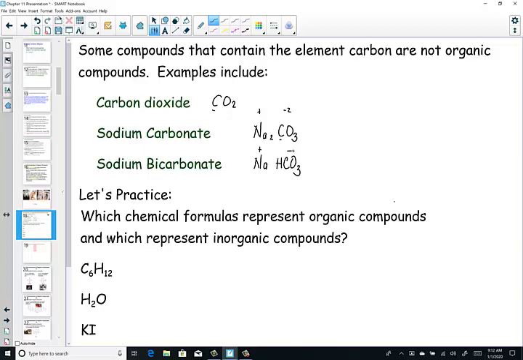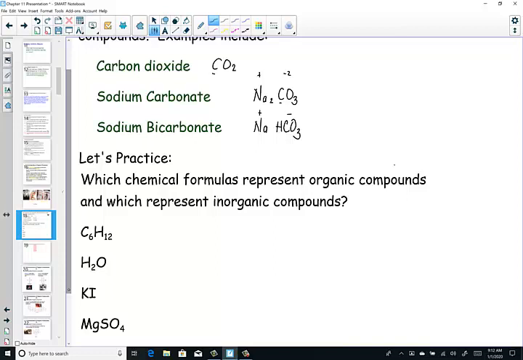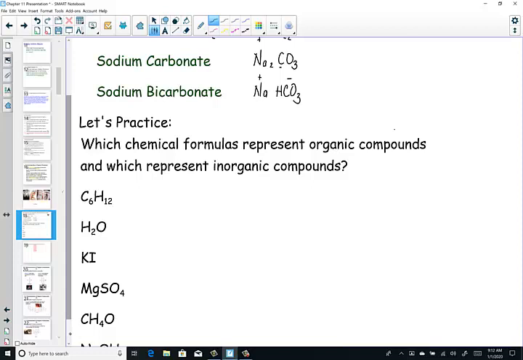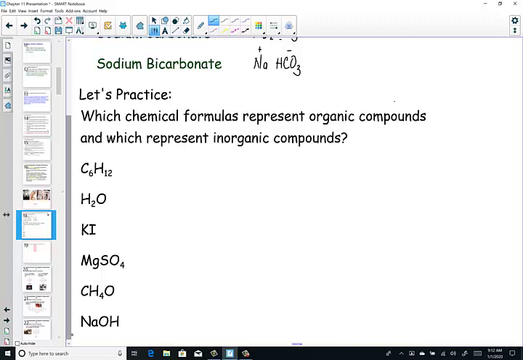And so here's our first practice. Which chemical formulas represent organic compounds and which represent inorganic compounds? And these match your examples. Those examples are asking you to simply write on the line organic or inorganic. Pause the video and complete those, and when ready, come back to check.